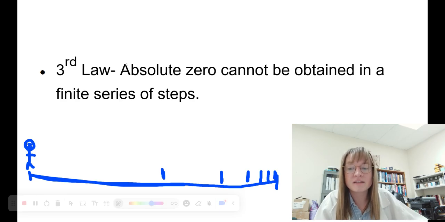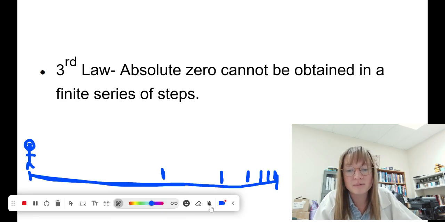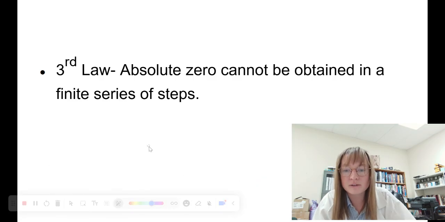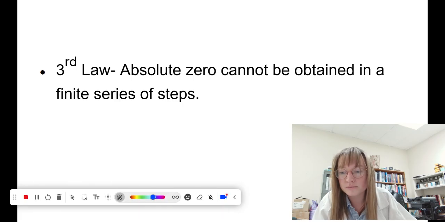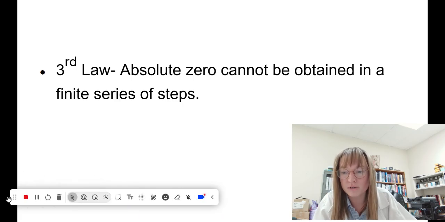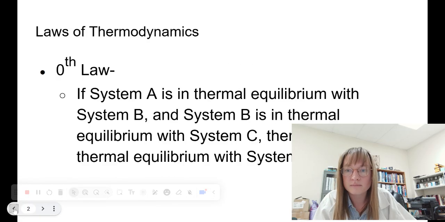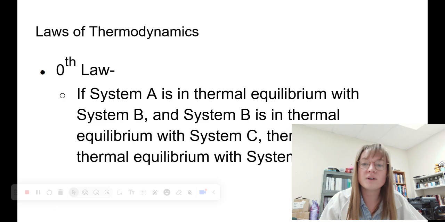That gives us 3 laws of thermodynamics, but really 4 because we started at 0. The 4 laws of thermodynamics, you'll remember, we'll do a quick refresher and then we'll get out of here. Oh, I forgot. I'm still in the marker mode. Let's go back to cursor mode. Okay. The 4 laws of thermodynamics.